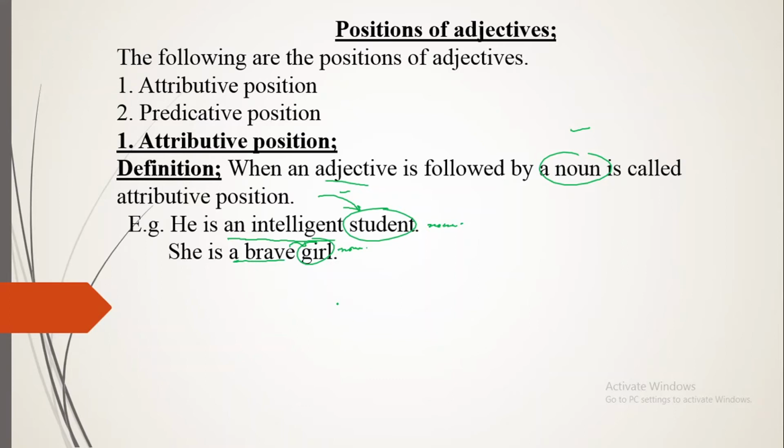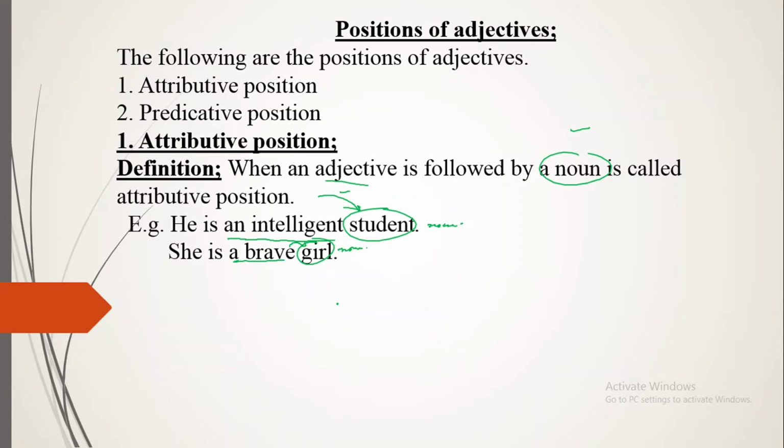For example, I say you are an intelligent student, he is a brave man, you are a noble teacher, he is a regular student, he is a great man, Nakib is an intelligent man. Here, these adjectives are all followed by nouns. So that's why we call them attributive positions. Hope you got the attributive positions.